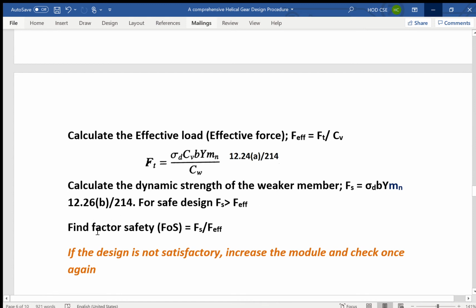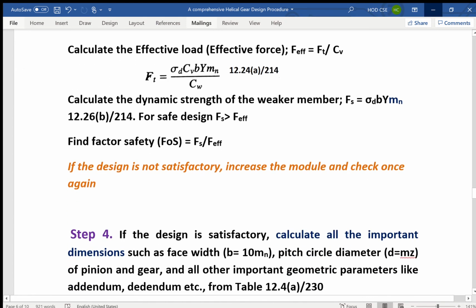So we need to find out factor of safety. FOS is equal to Fs divided by F effective. If the factor of safety is greater than 1, the design is satisfactory. If the design is not satisfactory, increase the module and check once again.